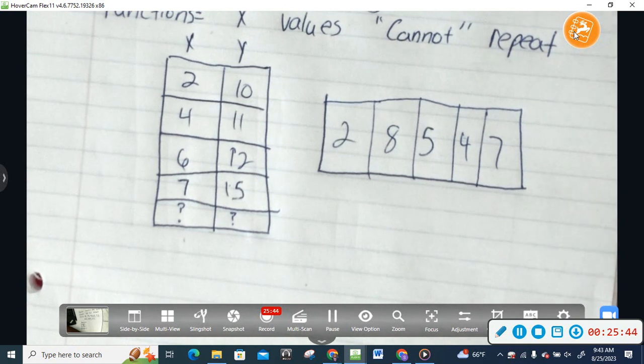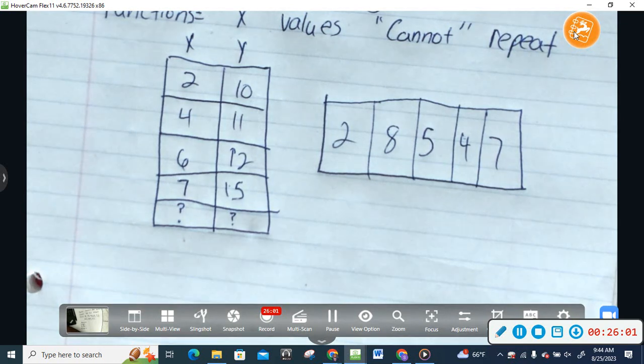Alright, I'll get numbers to choose from. And then you'll have to drag and drop to these two missing spots. Flush. Alright, so let's think about this. My rule is that X values can't repeat. Alright, I know that that's my rule.